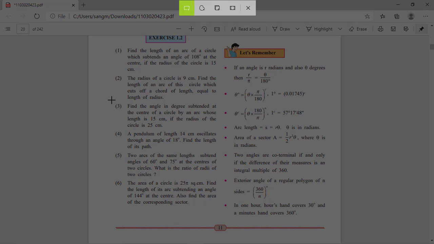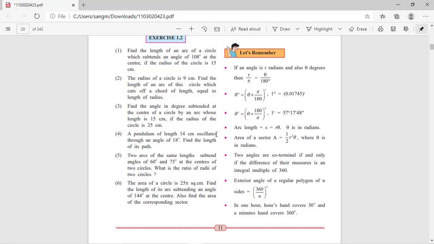Find the angle in degrees subtended at the center of the circle.